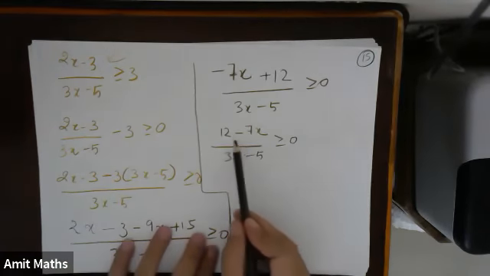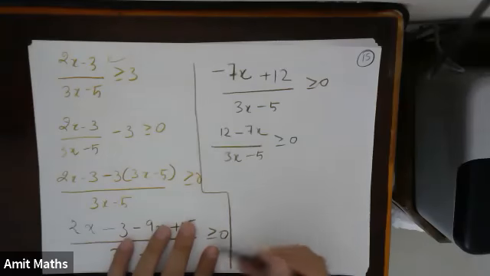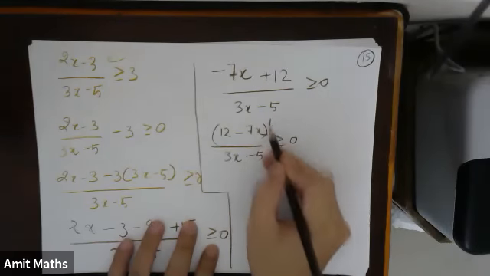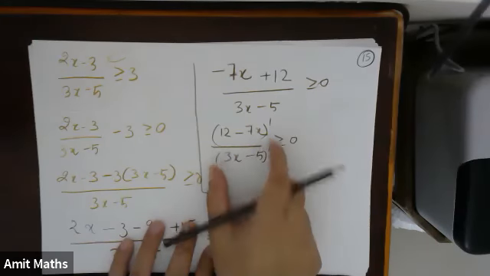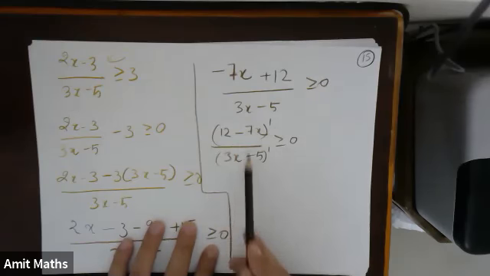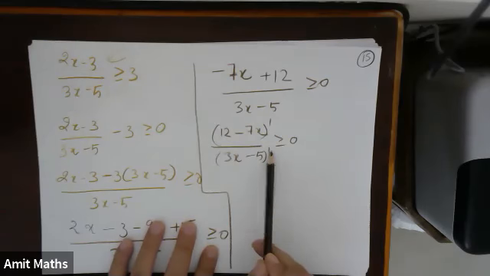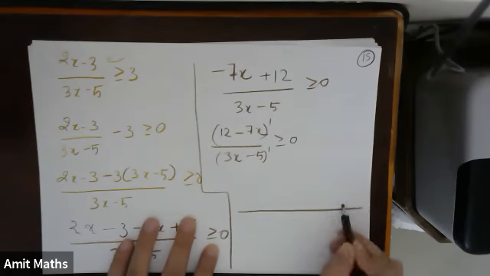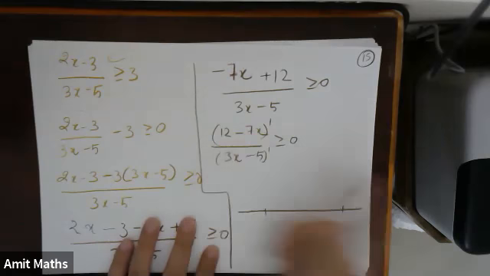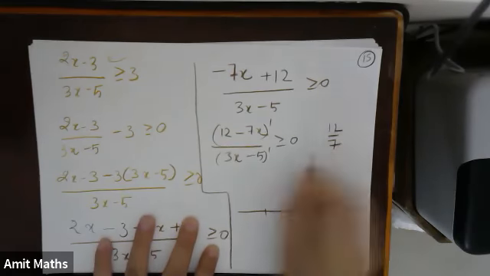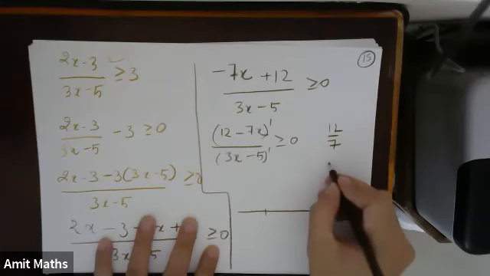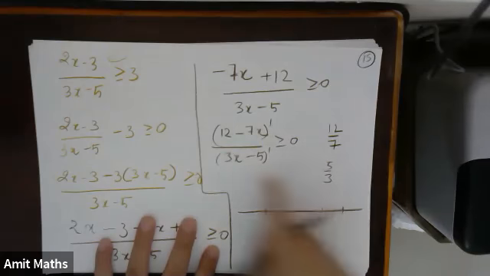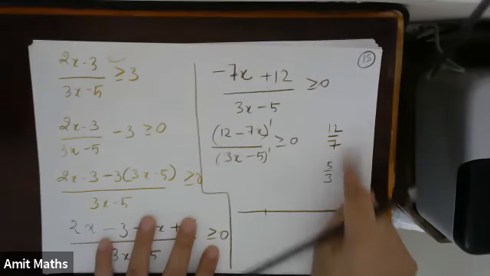If this is an example of the Wavy curve, what I have to do is write the particular factors, and then write the critical points. So these are two factors. The power of the first factor is 1, the second factor is 1, so both are odd powers. I will write the critical points on the number line in ascending order. The first factor's critical point will be 12 by 7, and the second factor's critical point will be 5 by 3.